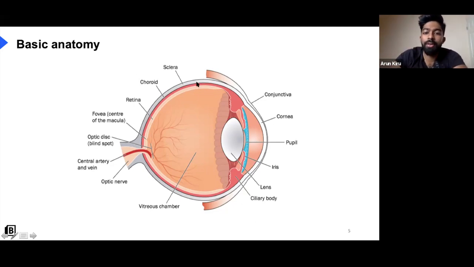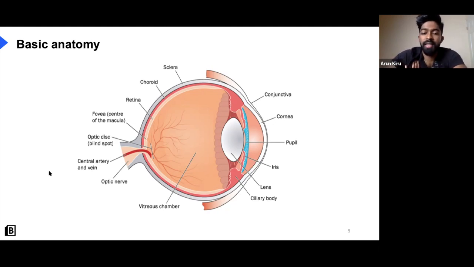And then we've got the sclera, which is just the white part of the eye that we all see. You just need to know it's the white part of the eye. And then finally, at the back, we have the optic nerve, which is really important, and we'll see it for things like optic neuritis. So that's literally the entire anatomy that you need to know about the eye.